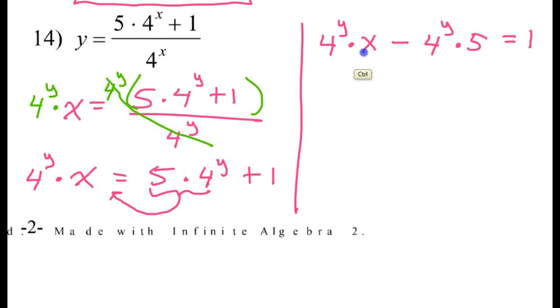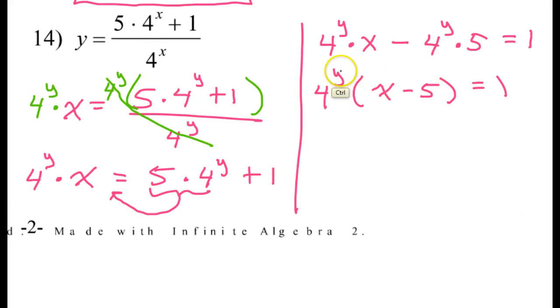So the beauty of it is, once you have all of your terms that have your variable together on one side of the equation, you can factor out the greatest common factor. So I have 4 to the y power and another 4 to the y power. So what I can do is I can factor this out. I will bring my 4 to the y power outside of parentheses, and then that will leave behind x minus 5. And that equals 1. Okay, so this is much more interesting than every other problem on this paper.